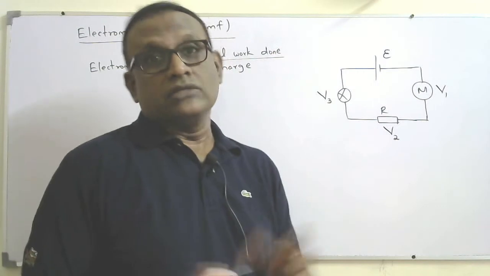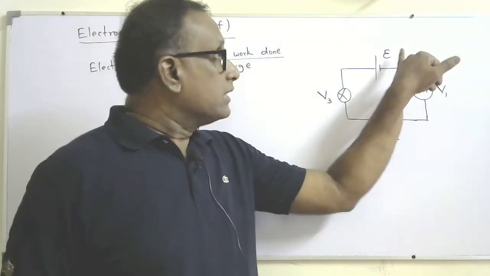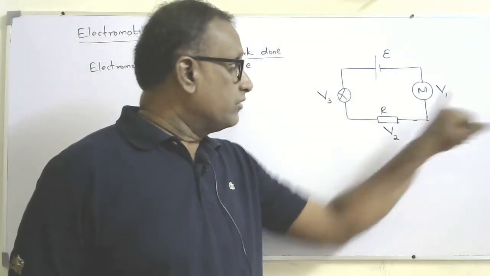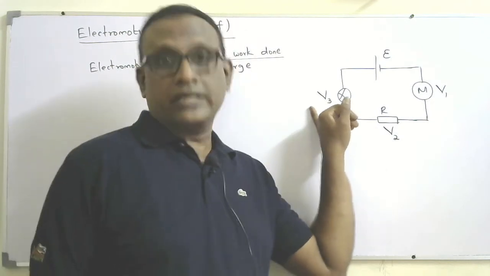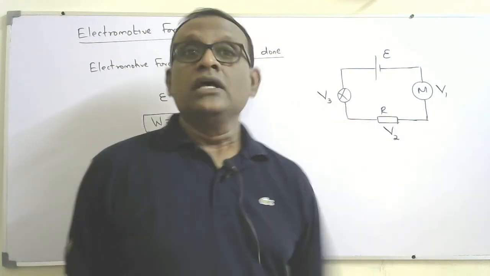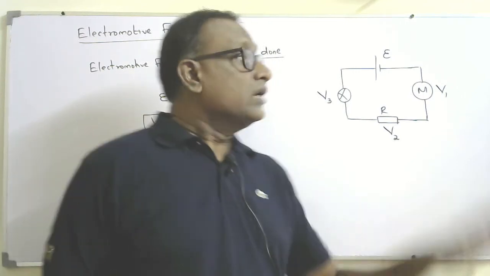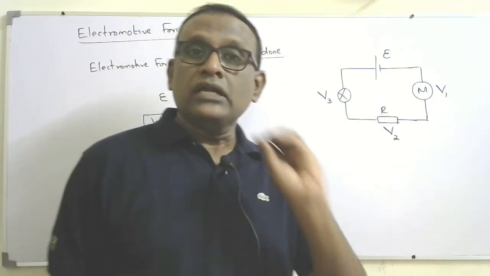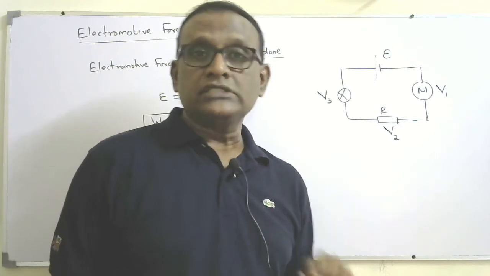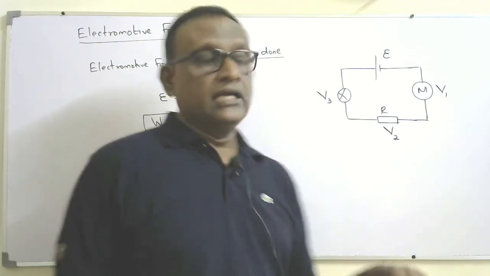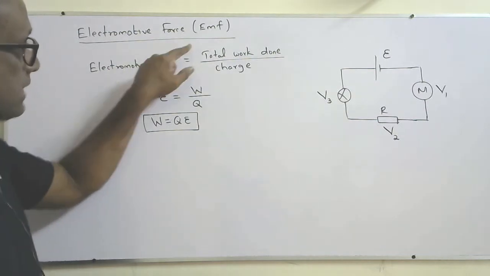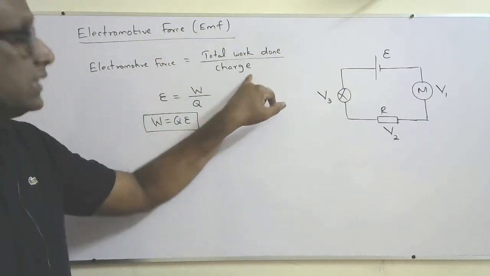You can ask me, work is a scalar quantity, so the electromotive force, is it equal to V1 plus V2 plus V3? Yes, you are right. That is the equation called Kirchhoff's second law. I'll come to that point later. So electromotive force means the total work done in moving one coulomb charge through one complete circuit. That also looks the same format, total work done over charge.